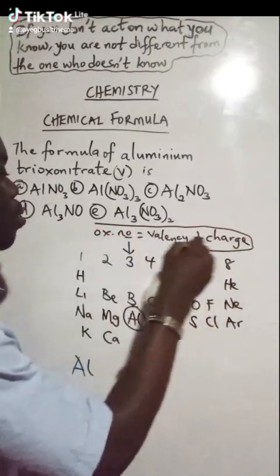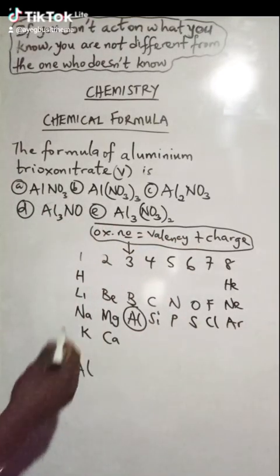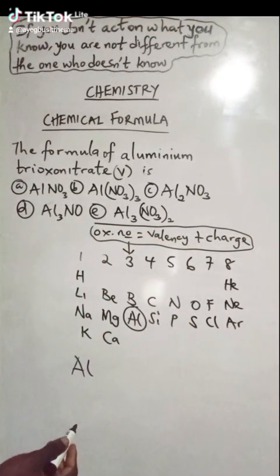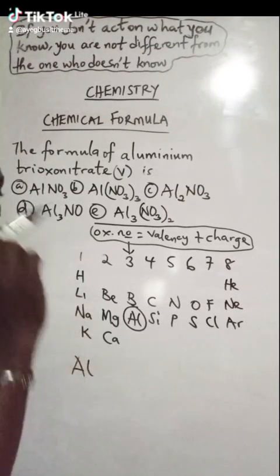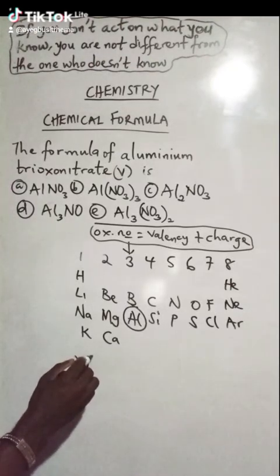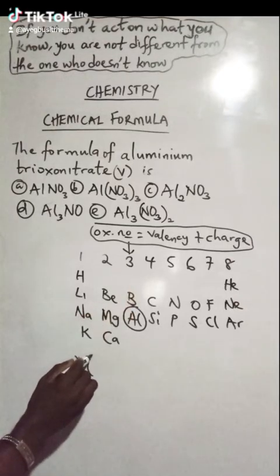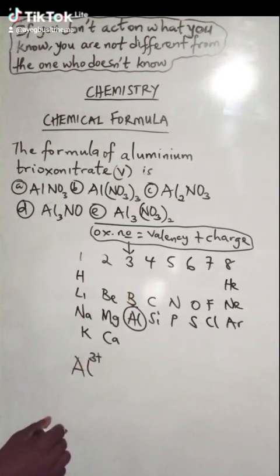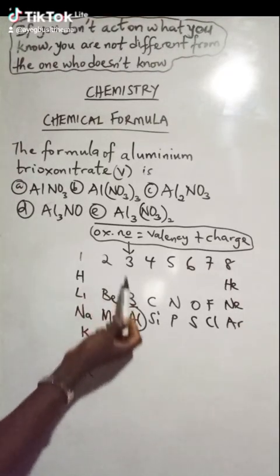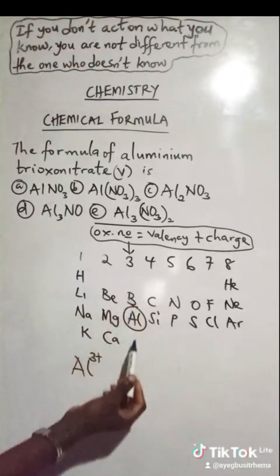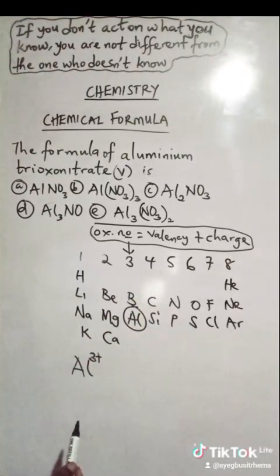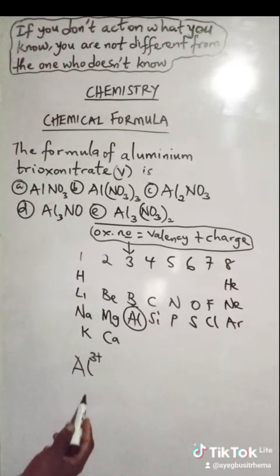Okay, valency plus charge. So the valency is the combining power of this element, that is the power it wants to use to combine with another element. So the valency together with the charge of aluminum is plus 3, meaning that it belongs to group 3. So we are using group 3 as the valency, together with the charge, to give us the oxidation number.